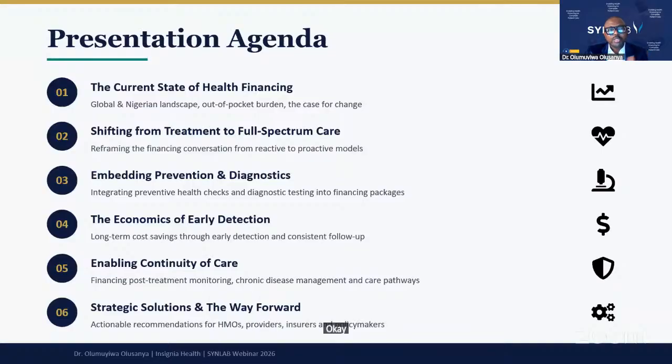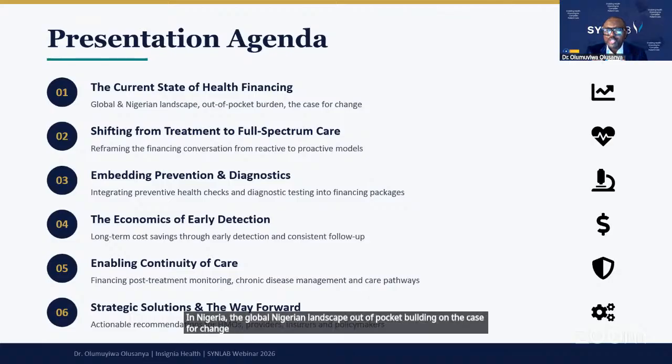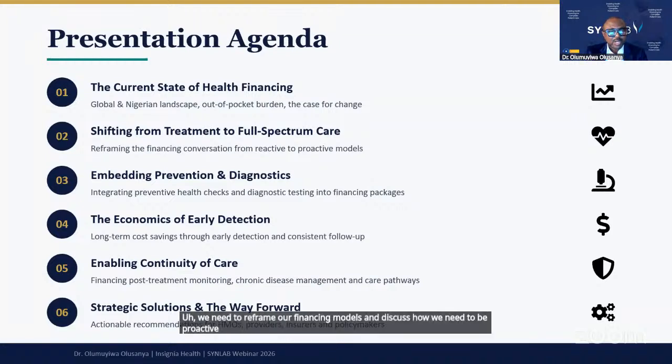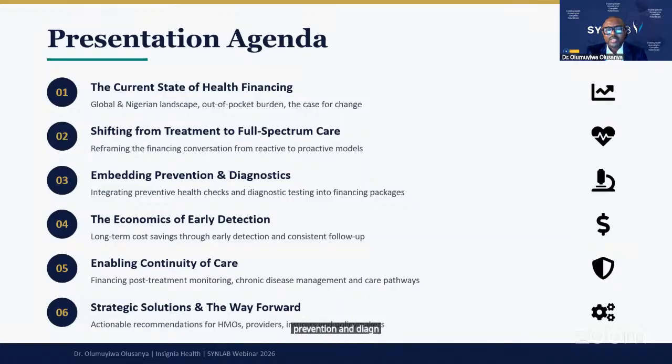So we'll be looking at the current state of financing in Nigeria, the global and Nigerian landscape, and the out-of-pocket burden. Then the case for change: what needs to change at this point in time? Then how we need to shift from treatment to full spectrum care for everybody. We need to reframe our financing models and be proactive about our models going forward. Then how do we embed prevention and diagnostics in our healthcare financing?